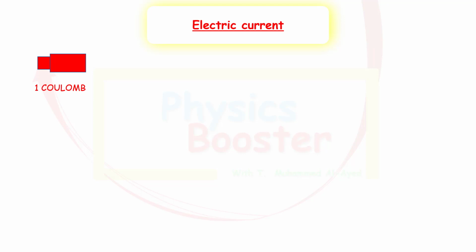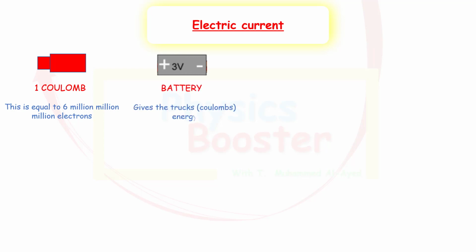Actually, it's kind of a truck. So this is equal to 6 million electrons. One coulomb is equal to 6 million electrons, and we will represent the coulombs by using a symbol of a truck. And this is what we introduced before. We called it a battery or a cell. The batteries will give the trucks, or what we call the coulombs, energy. So energy will be given from this battery to this truck, okay?